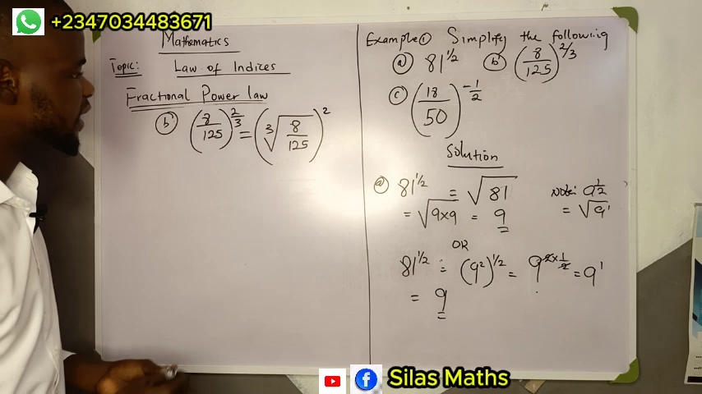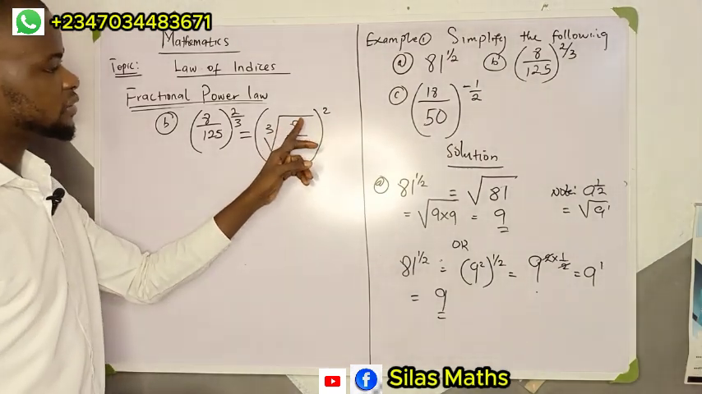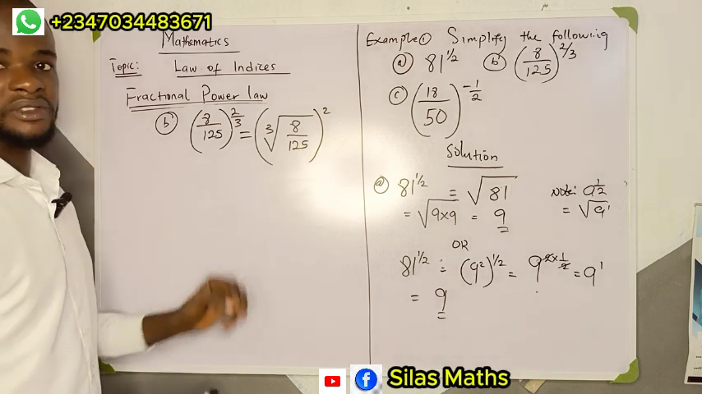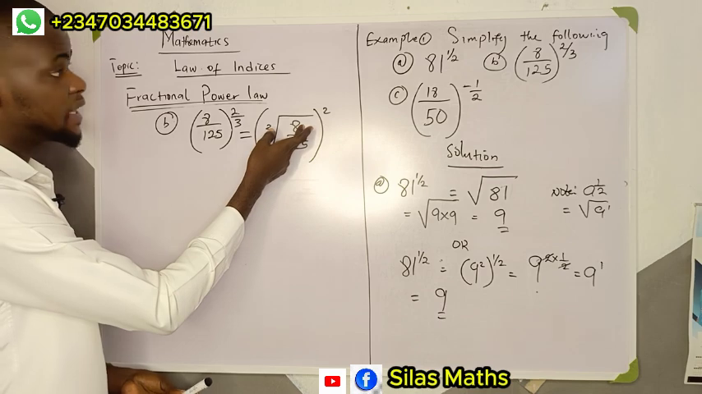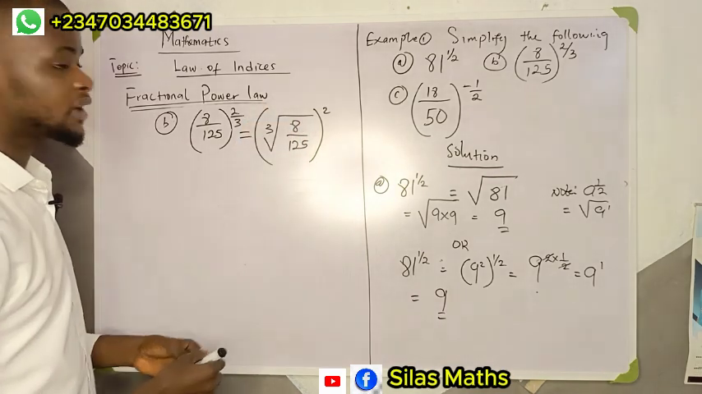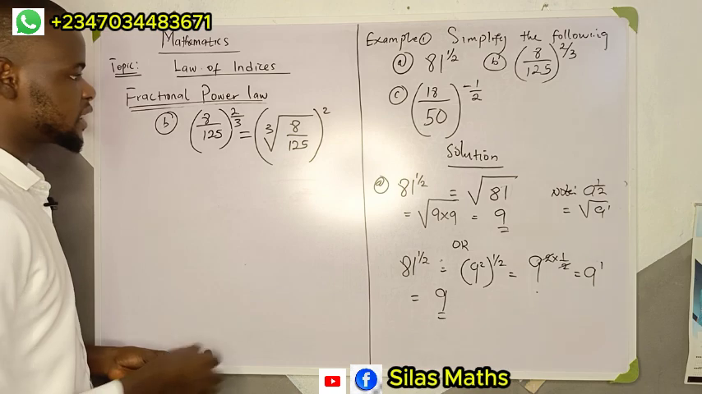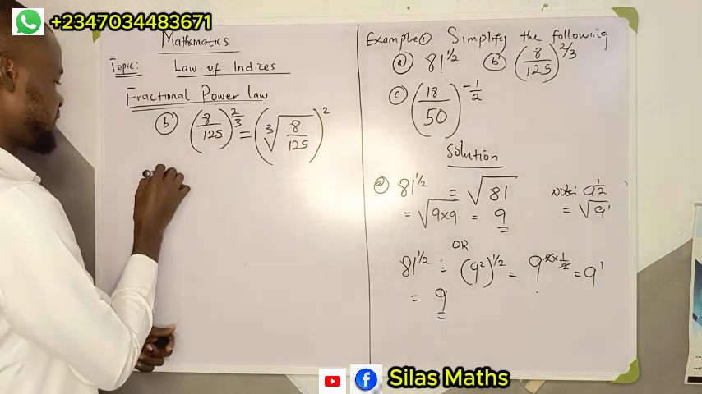Okay, so if that is the case, we go ahead and find the cube root of 8 and the cube root of 125. So the question is, what number will multiply itself 3 times to give us 8? And that number is 2, because 2 times 2 times 2 is equal to 8. While 5 times 5 times 5 will give us 125.